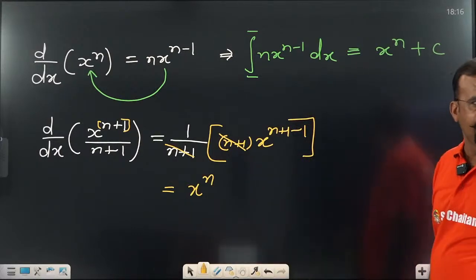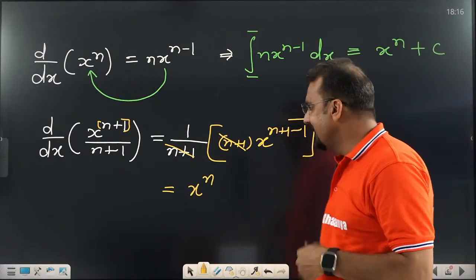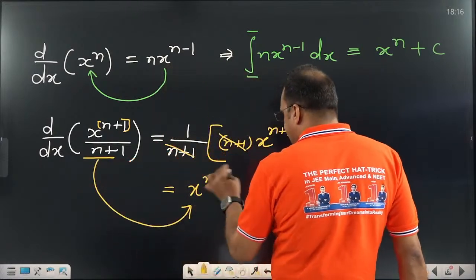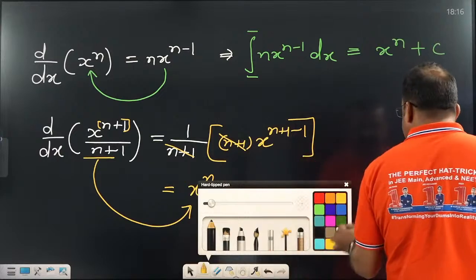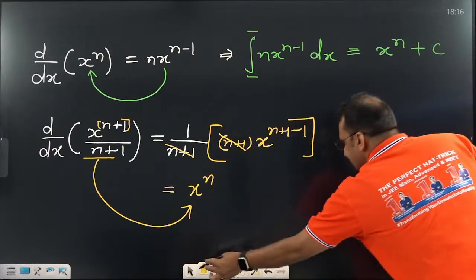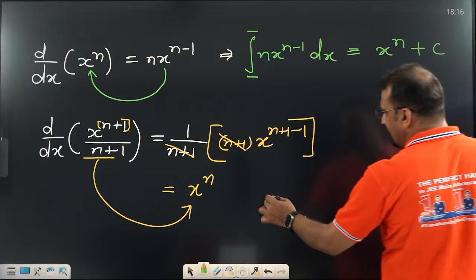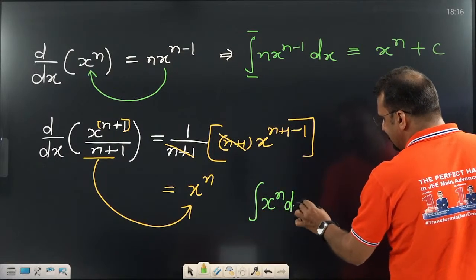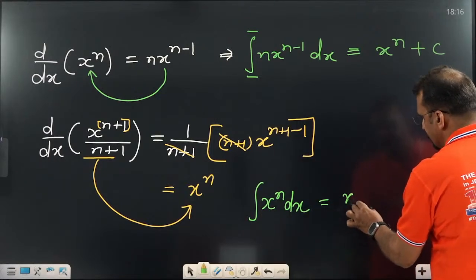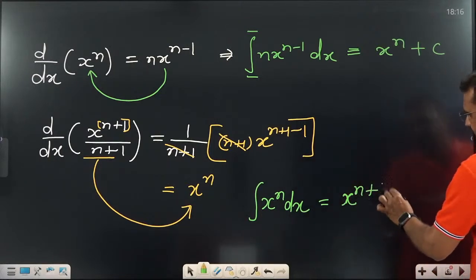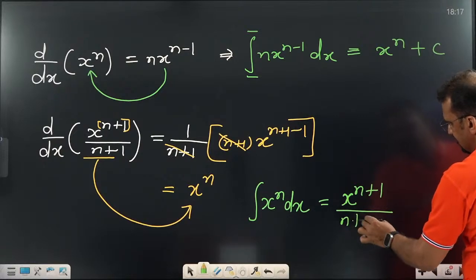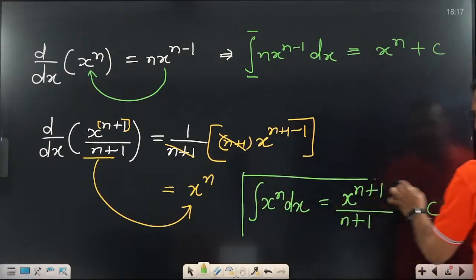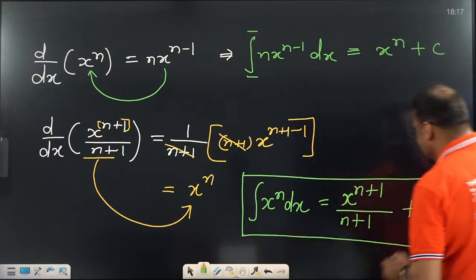Very important. Differentiation of this one is x power n. Then what is the integration of x power n? Very important. Remember this, we are going to form one formula. Integration of x power n is going to be x power n plus 1 divided by n plus 1. You need to remember this formula directly. Very important.